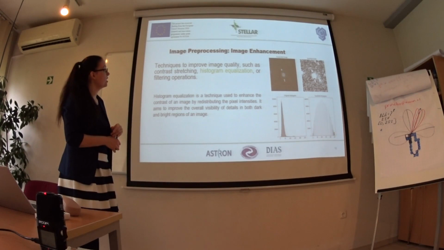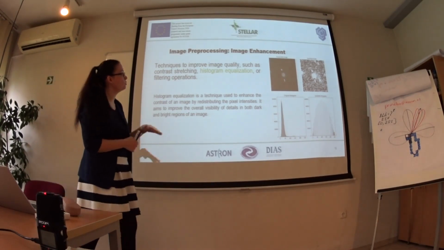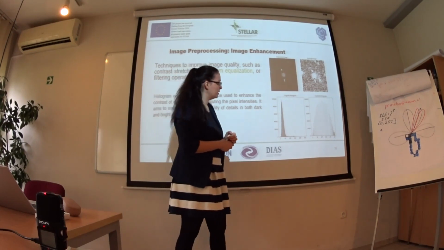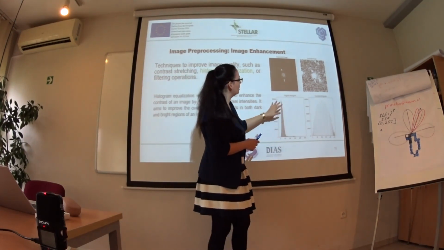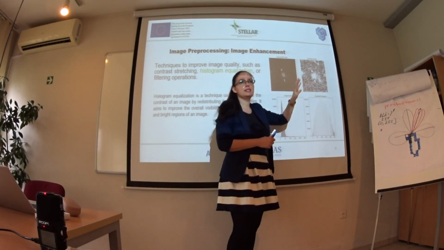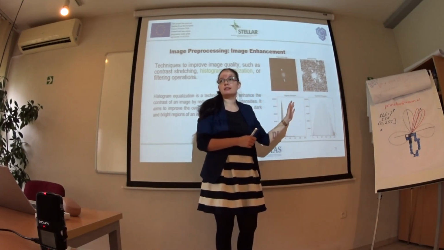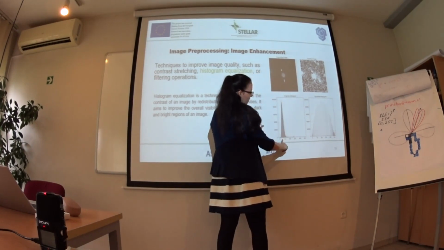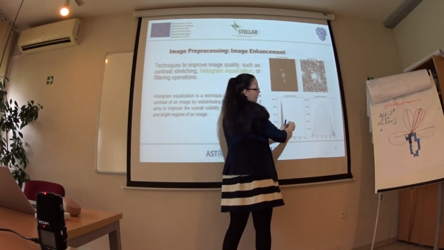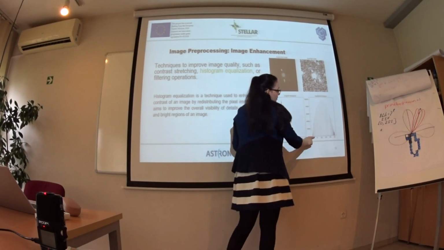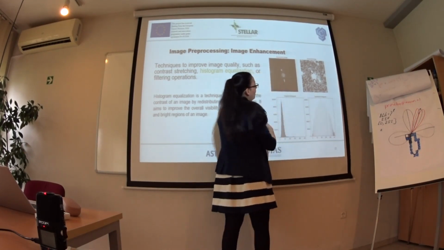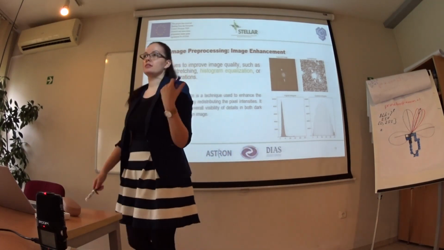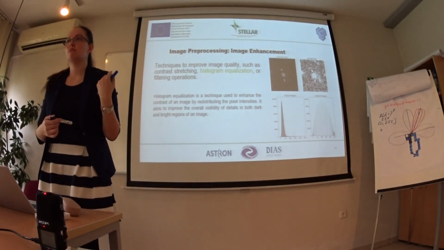Another type of image enhancement is histogram equalization. With histogram equalization, we will try to correct the two peaks, so that we don't have one at the beginning, and stretch the values over the whole range. And the result will be this one, after the image equalization.